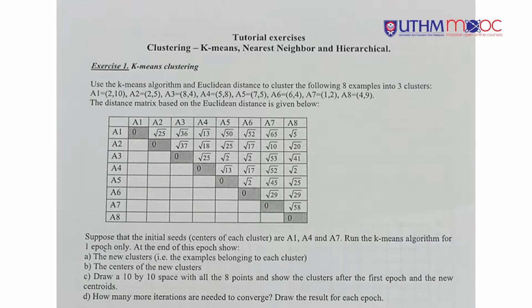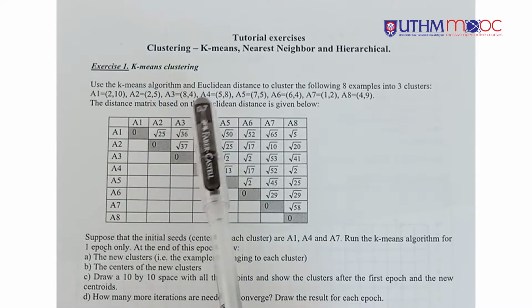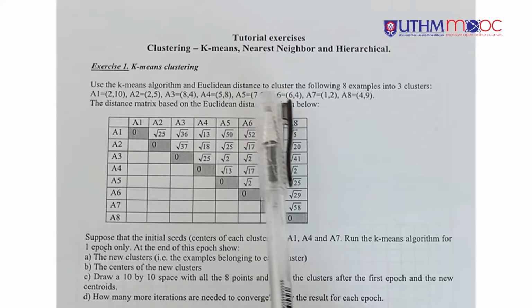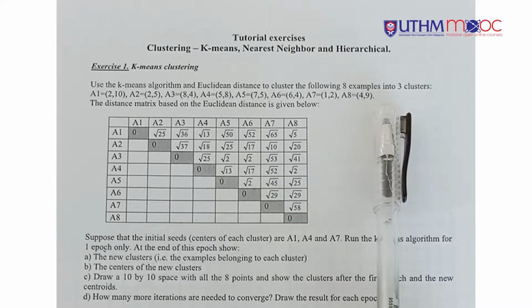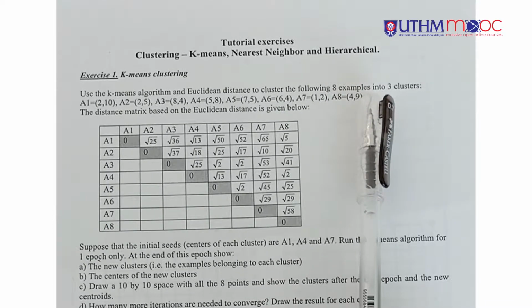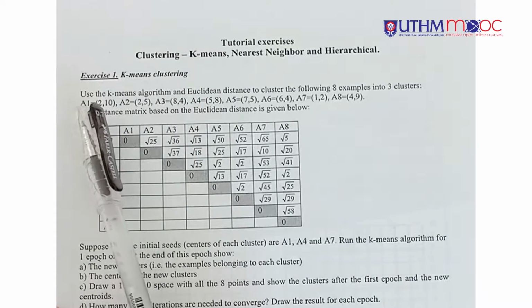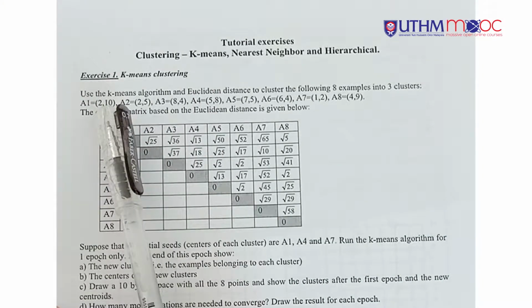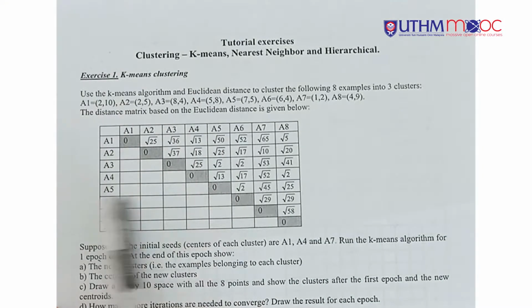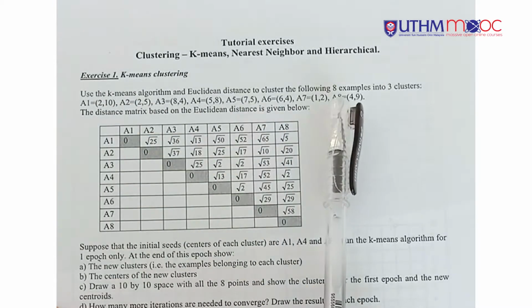Okay. Now, in this example, the question says, use the k-means algorithm and Euclidean distance to cluster the following 8 examples. So these examples are basically data points. Okay, so we have 8 points, A1 at the coordinate of 2 and 10, x-axis 2, y-axis 10. You can also map this in a two-dimensional plane. So basically, we only have the coordinates here.